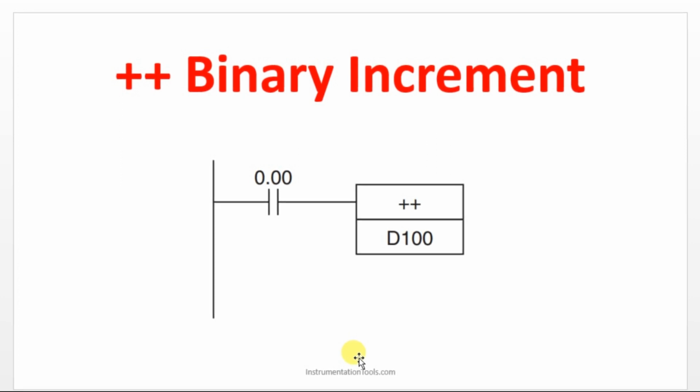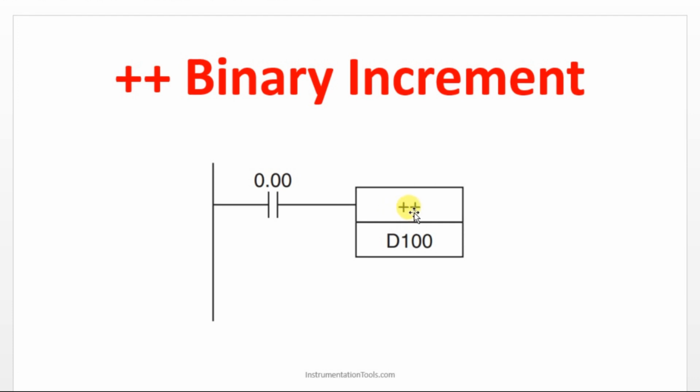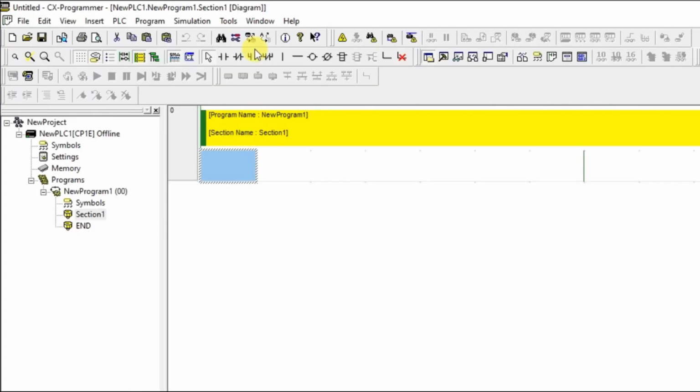So, what is this binary increment instruction? It's going to increment the data which is inside the word address. The instruction will be like ++ mark. This is the instruction shortcut. So let's see that in the program.